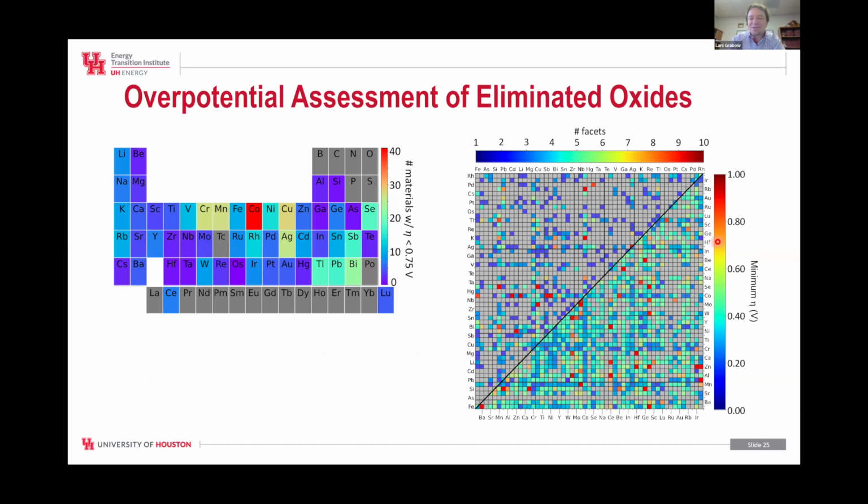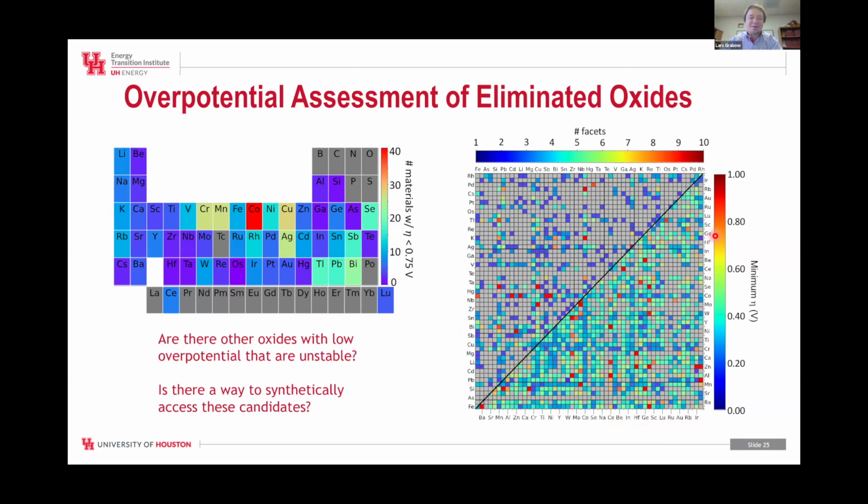What I'm showing here now is the overpotential assessment of the eliminated oxides, so the oxides we're not considering anymore. The ones that have a blue color code in this graph are those with a very low overpotential, in the bottom right part. In the top left triangle, the red ones are those that have many facets that are active. And what we're looking at are oxides that contain these elements shown on the X and the Y axis. So the idea was now, are there very active oxides that we have eliminated because we thought they're unstable?